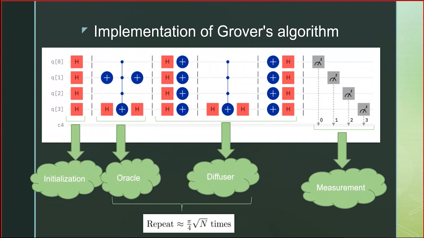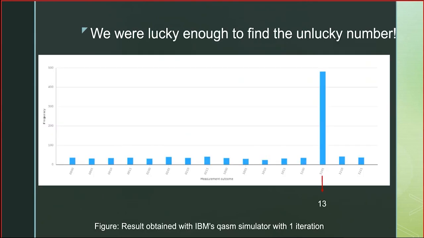In this slide, you can see the full Grover circuit that was implemented. The two main parts are the oracle and the diffuser. The best result is obtained when we repeat these two parts, the oracle and diffuser, approximately pi divided by 4 times the square root of n times. For our case, with a 4-qubit circuit, this number is equal to 3. We tested this circuit with both the simulator and a quantum computer. Let's see what results we obtained.